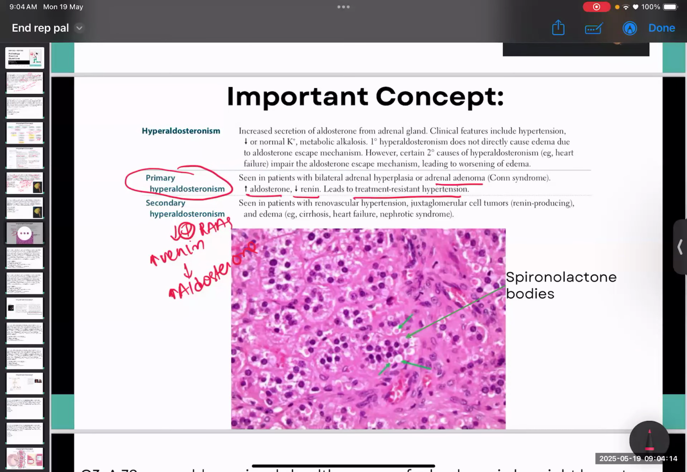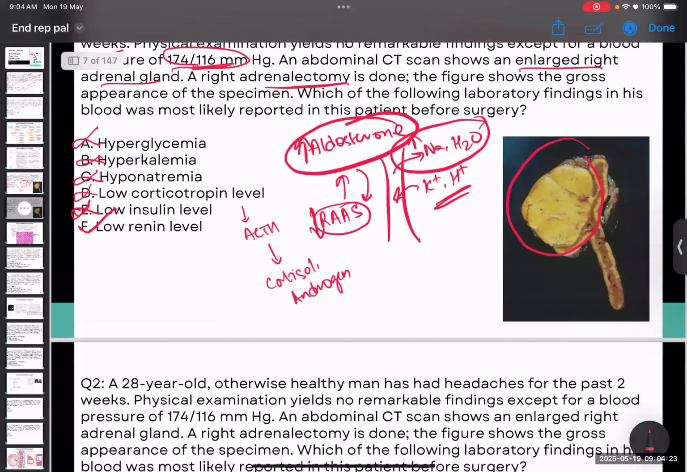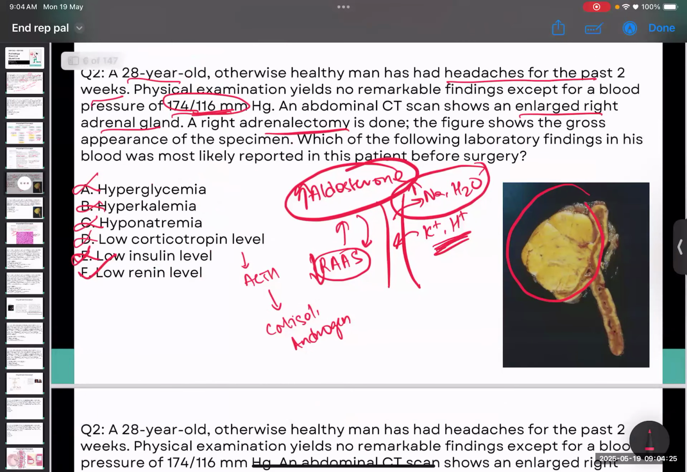Another thing about the aldosterone producing tumor is the spironolactone bodies. These are usually the white little circles here that you see. You're going to come across them quite a bit. And because we are secreting out potassium and H+, we are going to be alkalotic. So the patient's going to be in a state of metabolic alkalosis.